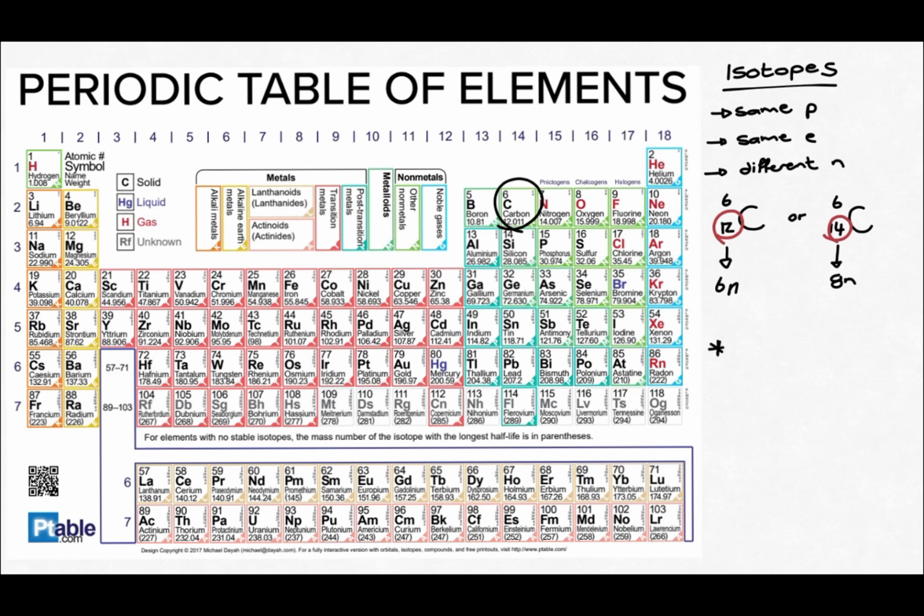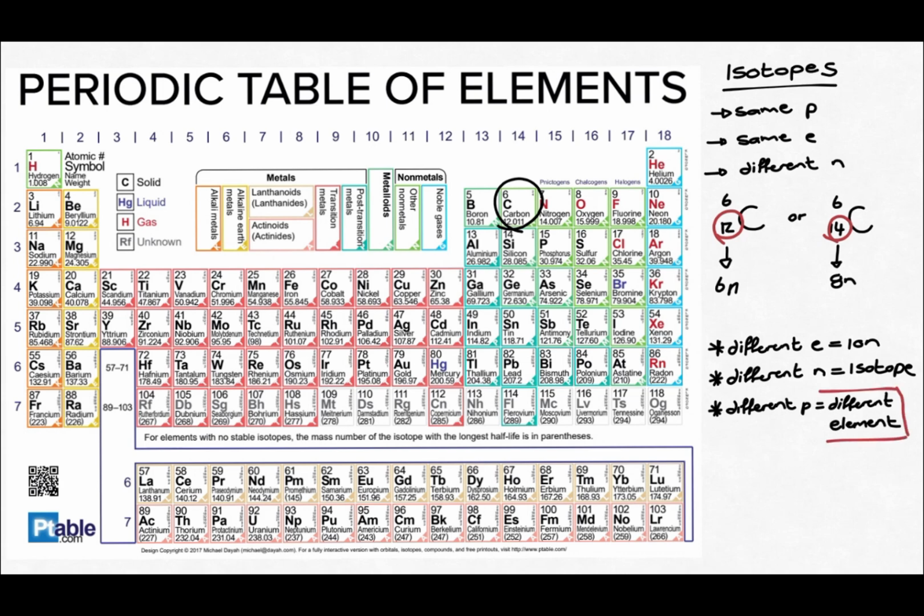So remember, if my atoms have different amounts of electrons, it means that they are ions of each other. If they have different amounts of neutrons, then they are isotopes of each other. Now, an element cannot have different amounts of protons because the protons identify my element. So if there's different amounts of protons, it means that they are totally different elements on the periodic table.